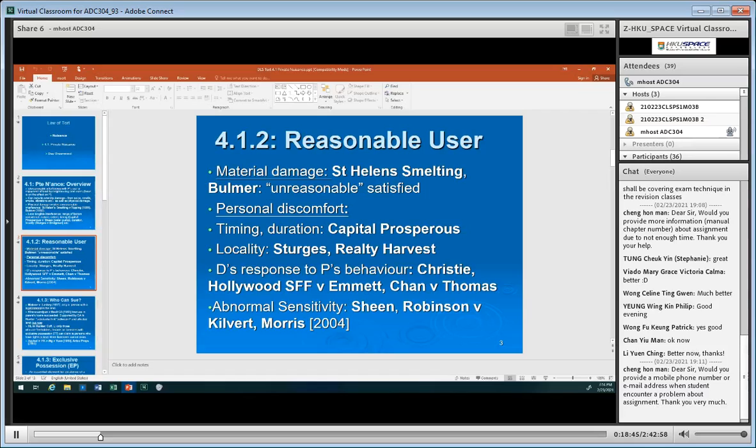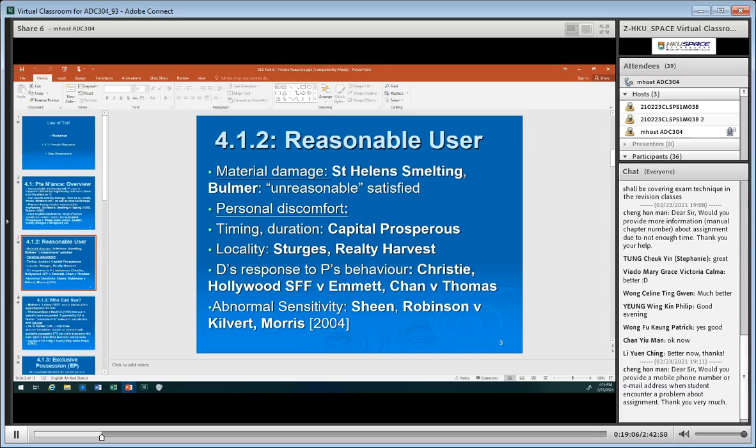Locality obviously is a factor. The locality principle laid down in Sturges v Bridgman. Okay, it depends on which part of Hong Kong you're in. So what might be a nuisance in one of the fancier areas of Hong Kong, like the Peak, would not be a nuisance perhaps in less salubrious areas.